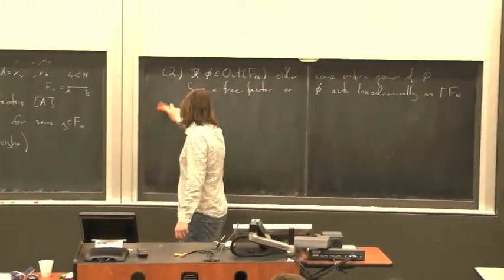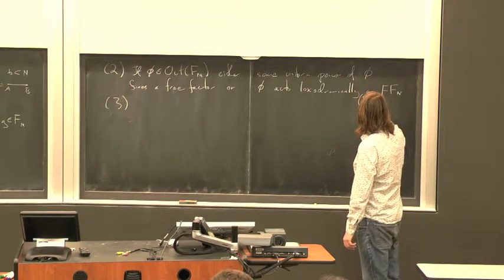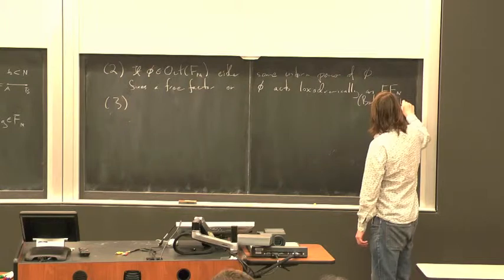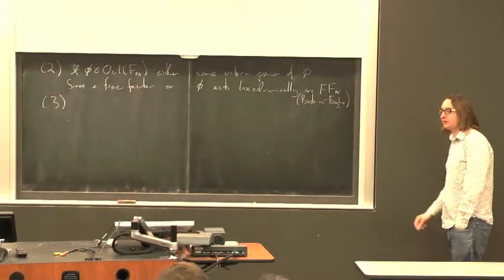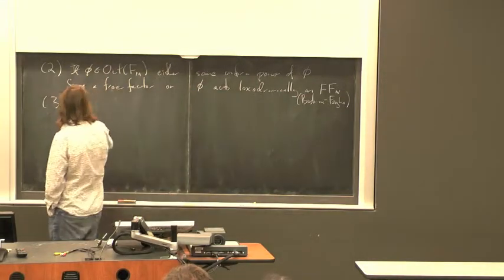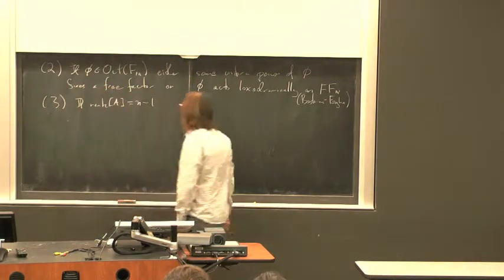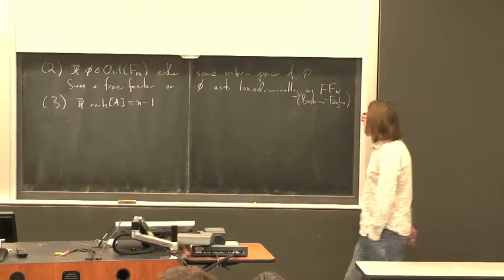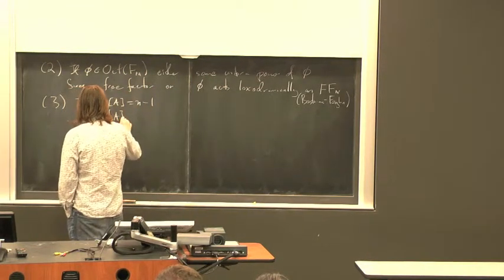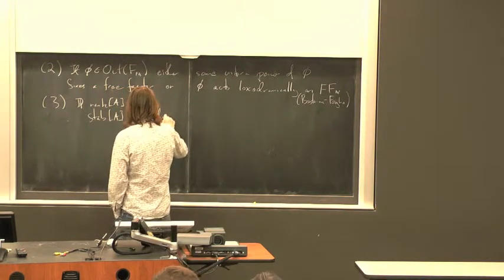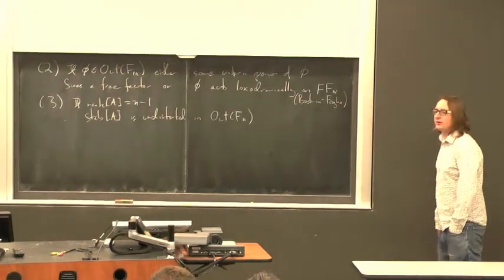So what doesn't work as nicely? This is also due to Bestvina. We understand point stabilizers here. Point stabilizers are stabilizers of free factors. If the rank of a free factor is equal to n minus 1, so these maximal size vertices of this graph, then the stabilizer of A is undistorted in Out(FN). So far, so good.